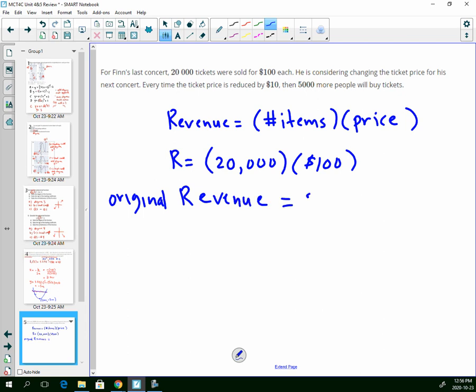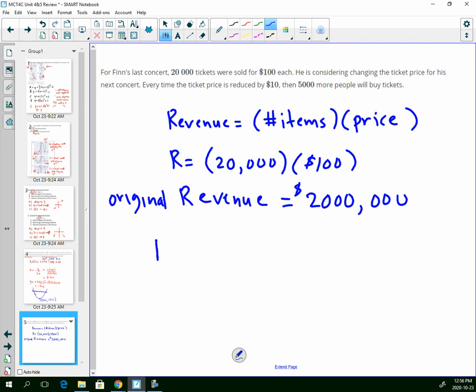So the original revenue was $2 million. Okay, 20,000 times 100 is $2 million. But they're going to change the ticket price. They're going to put the ticket price down by $10, and then 5,000 more people would go if they put the price down.